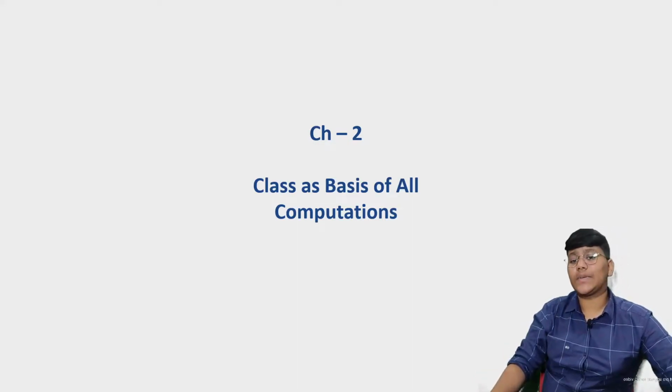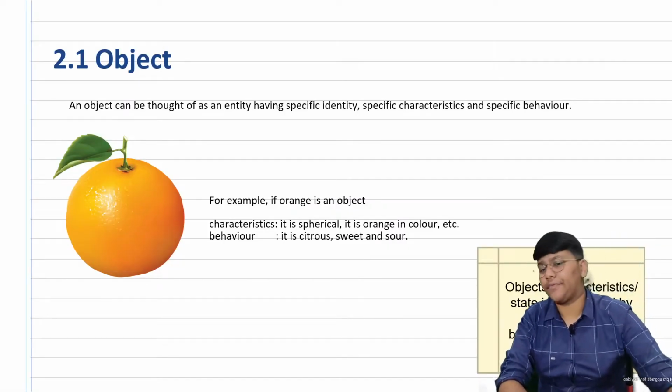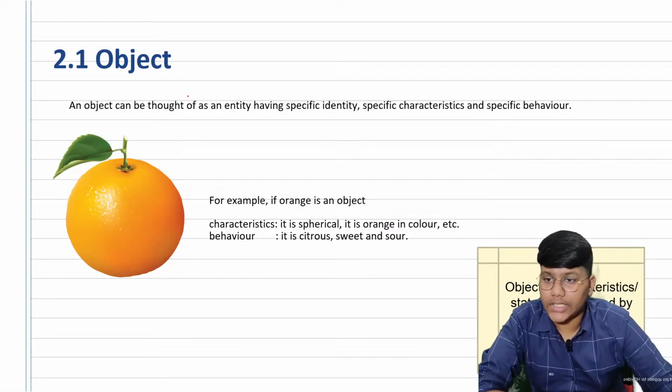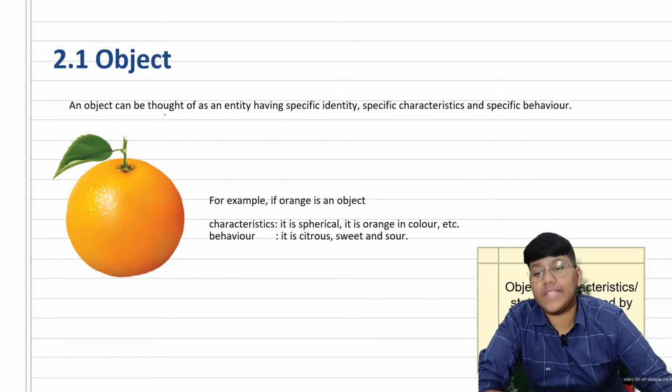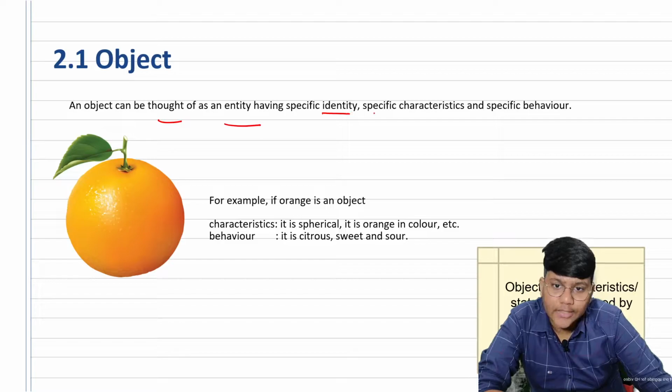Now let's start with chapter 2, that is class as basis of all computations. The first topic we are studying is object. An object can be thought of as an entity having specific identity, specific characteristics and specific behavior.